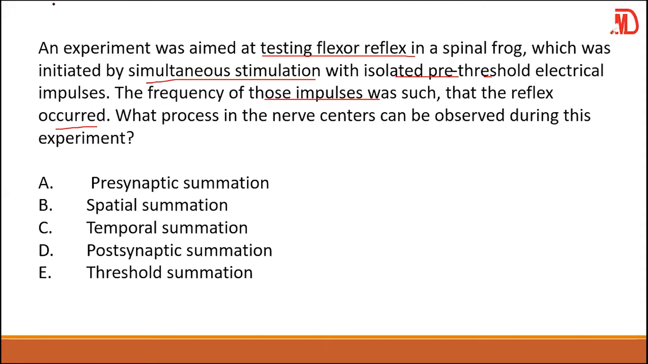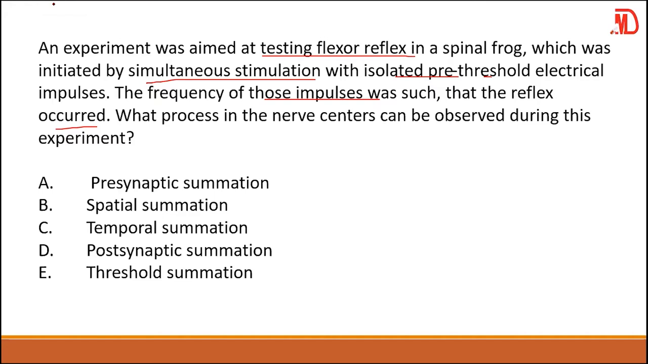So, of course, we are having both the spatial and the temporal summation. However, when we talk about spatial summation, we are talking about multiple simultaneous inputs. When I say multiple, it means multiple. That means a lot of stimuli occurring at the same time. That's what we call spatial summation.